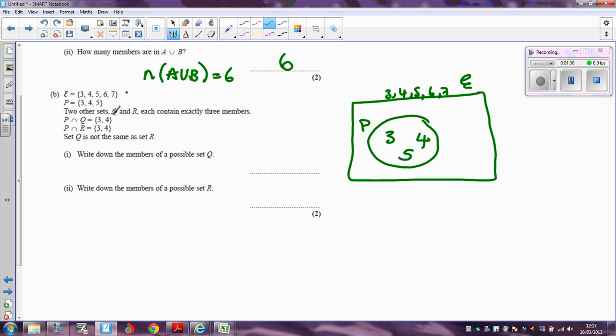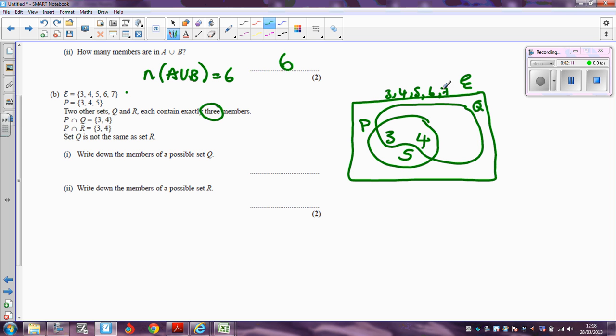Now we're told that there are two other sets, Q and R, each of which has only 3 members. And the intersection of P with Q is 3, 4, and the intersection of P with R is also 3, 4, but set Q isn't the same as set R. So let's have a look at how that could be. So the intersection, let's start with Q first, is 3 and 4. So outside here, I'm going to draw, okay, this is set Q, and the intersection of the two sets is 3 and 4. So out here, I need to put only one number because Q contains exactly 3 members.